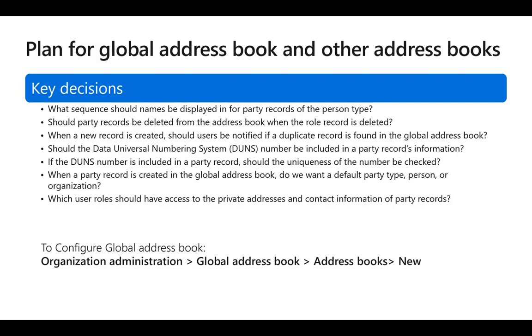Security privileges are based on teams. This approach ensures that only workers who are assigned to a team that has access to the address book can view the party records in that address book. We must select the teams that have access to each address book. For each address book, we can set a security privilege that allows or denies access to specific teams.